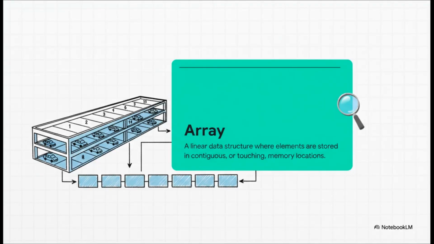First up is the array. Seriously, this is the absolute workhorse. It's just a simple block of data where every element is stored right next to each other in memory, kind of like a row of numbered parking spots. And that structure is exactly what makes it so incredibly fast to jump to any specific element.